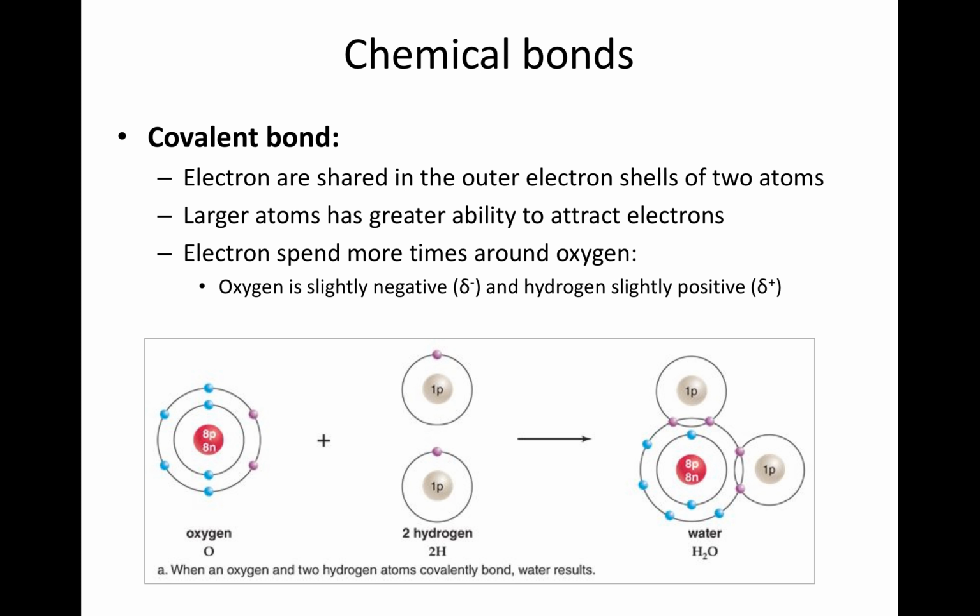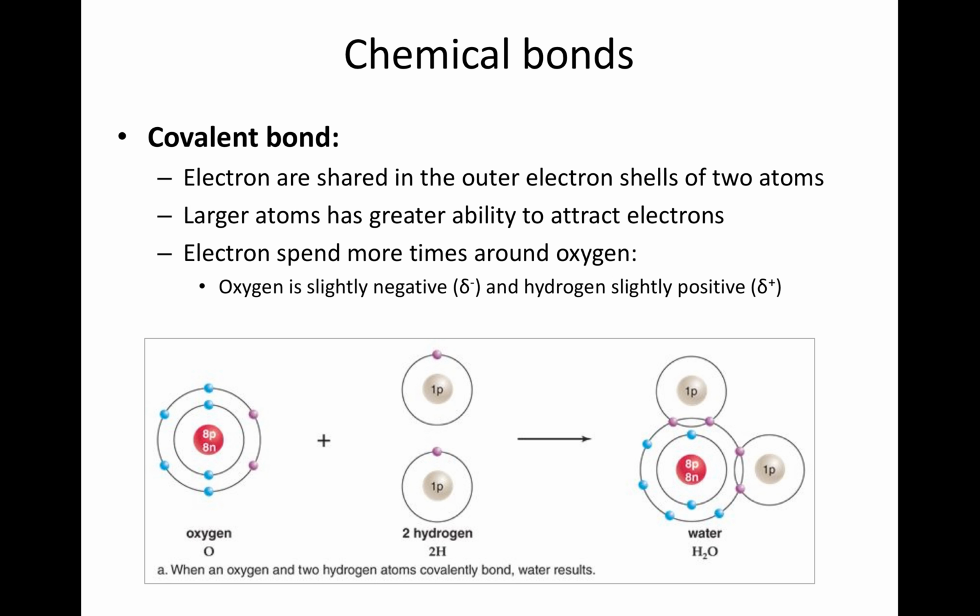However, if the electrons are shared unequally and spend more time around one atom, that atom becomes slightly negative because it has more time with the electron, which is negatively charged. So we refer to that as slightly negative. On the other hand, electrons are being shared by a second atom, but they are not spending as much time with that atom. Therefore, that atom is considered slightly positive.